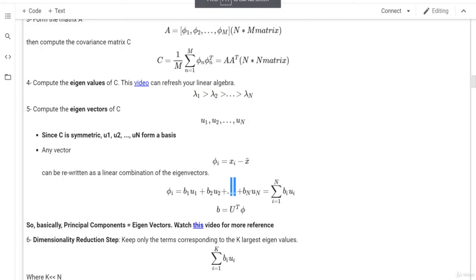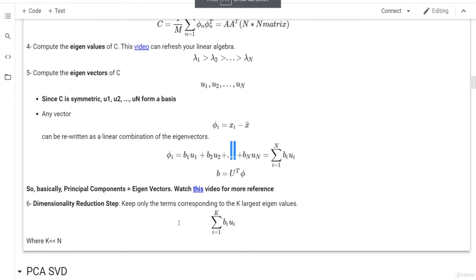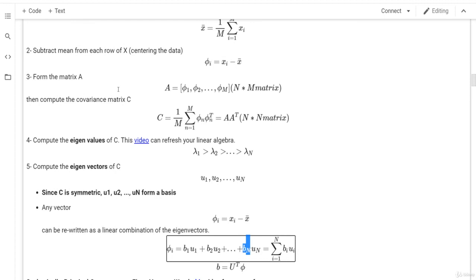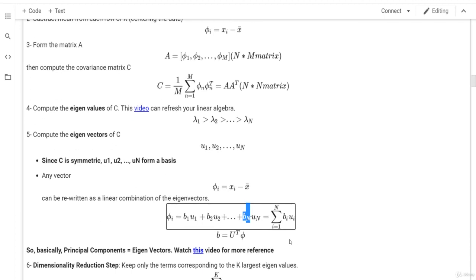Okay, now the 6 steps. After this step we will do the dimensionality reduction step, because right now we have n principal components. So we didn't really do any dimensionality reduction, because in the beginning we had n dimensions. We had n features and now we have n principal components, right?